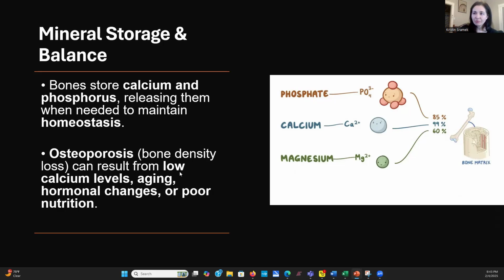One of the things that's really important, especially for women, is osteoporosis, also known as bone density loss, or whenever the bone matrix itself becomes porous. It's kind of almost like limestone. It starts to develop holes inside of it. And this can result from low calcium levels. And this is something that, in particular, women start to develop as they get older. There's also hormonal changes or just poor nutrition. So people aren't being properly nourished from their diets, which actually kind of ties into the biopsychosocial model as well.